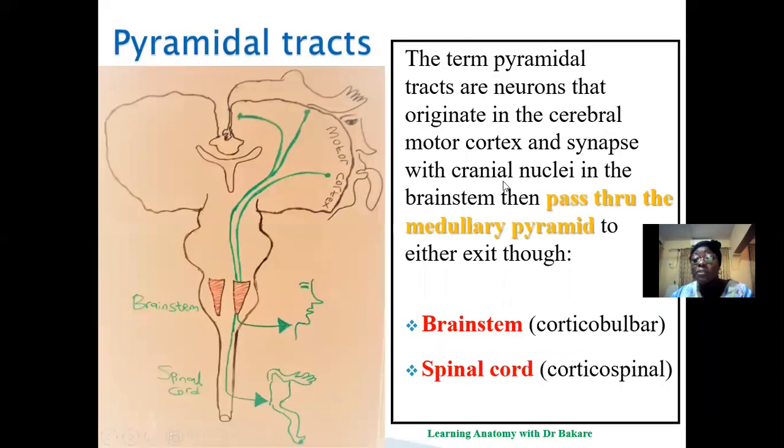The pyramidal motor pathway, we said that they pass through the medullary pyramid, but to exit the central nervous system is also in two versions. The first one is after passing through the medullary pyramid, they can exit still within the brainstem to innervate muscles around the head region. And that is called the corticobulbar pathway. But when they go further downwards and exit around the spinal cord, they are called the corticospinal pathway.